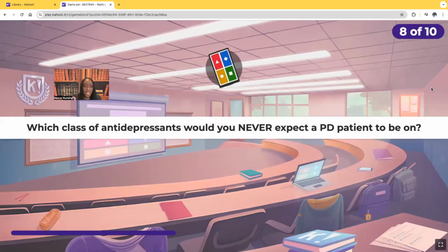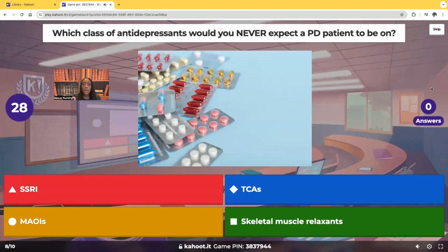All right, which class of antidepressants would you never expect to give a Parkinson's patient? SSRIs, TCAs, MAOIs, or skeletal muscle relaxants. Matter of fact, if you're caring for a patient that has Parkinson's disease and they also have depression, or let's say you just came for a patient with Parkinson's disease, what medication, if that doctor ordered it, you would question it. You would not give that medication. You would pick up the phone and call the healthcare provider and ask them if they lost their minds. Tell them to come give that med because you're not doing it. What drug?